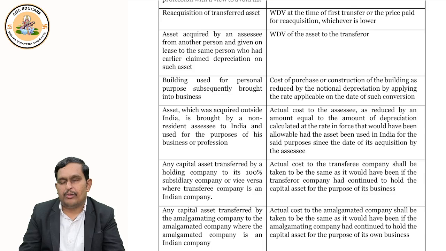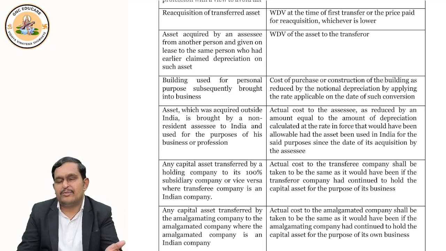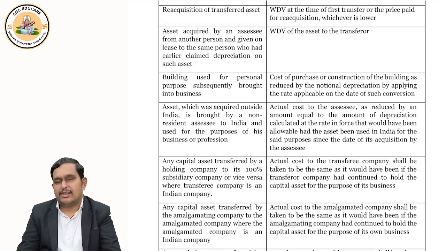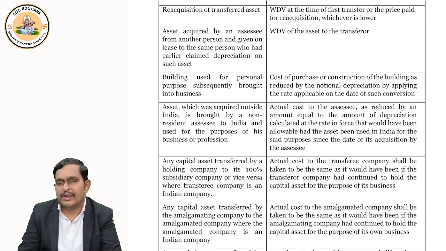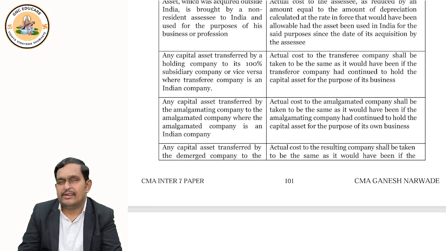Now, when it comes to a holding company transferring an asset to a subsidiary, what should be the cost to the subsidiary? A very easy answer: whatever the WDV to the holding company becomes the cost to the subsidiary. Suppose the subsidiary is transferring the asset to the holding company. Now, who is the transferor? The subsidiary. To whom? The holding company. Then what is the WDV? Whatever the WDV of the subsidiary becomes the WDV to the holding company.